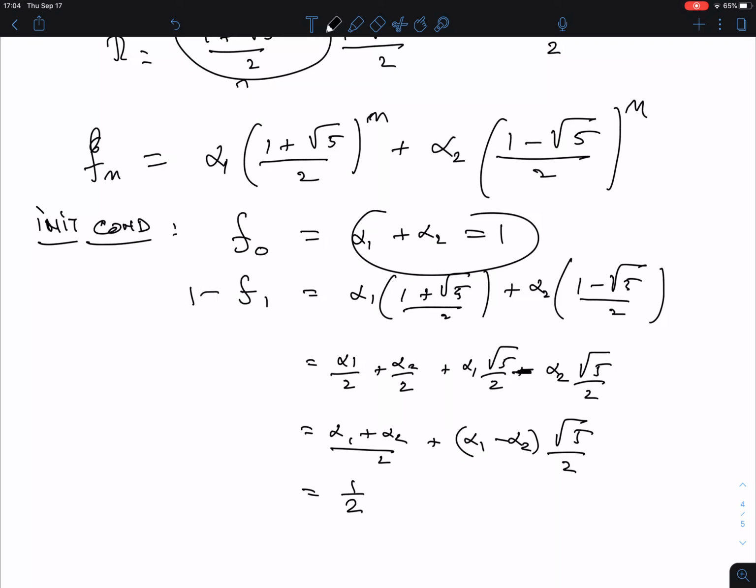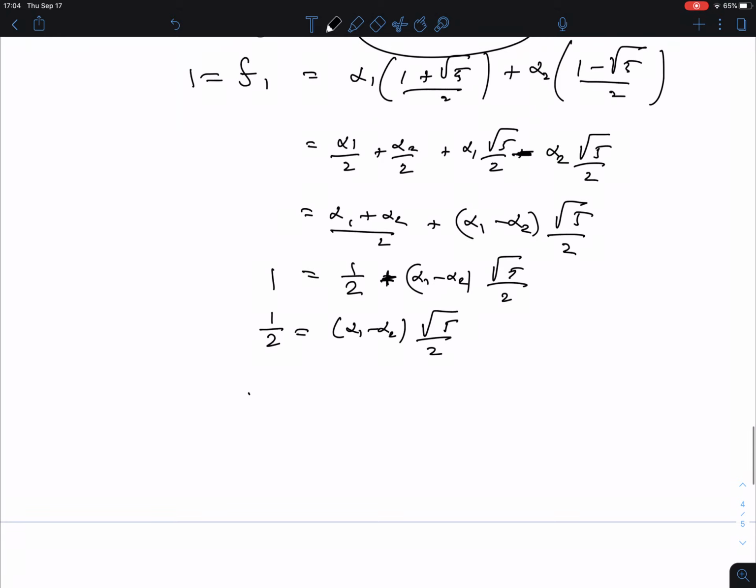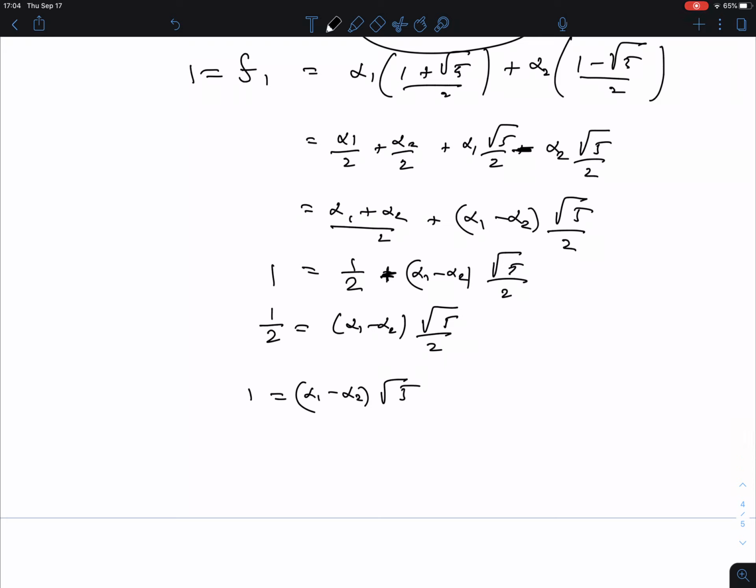Now remember, the initial condition was 1, so 1 is equal to a half plus alpha 1 minus alpha 2 radical 5 over 2. Sorry, there was a plus there. Bring the half to the other side to get a half is equal to alpha 1 minus alpha 2 radical 5 over 2. We can even get rid of the 2 here, so we get that 1 is equal to alpha 1 minus alpha 2 radical 5, and 1 is equal to alpha 1 plus alpha 2.